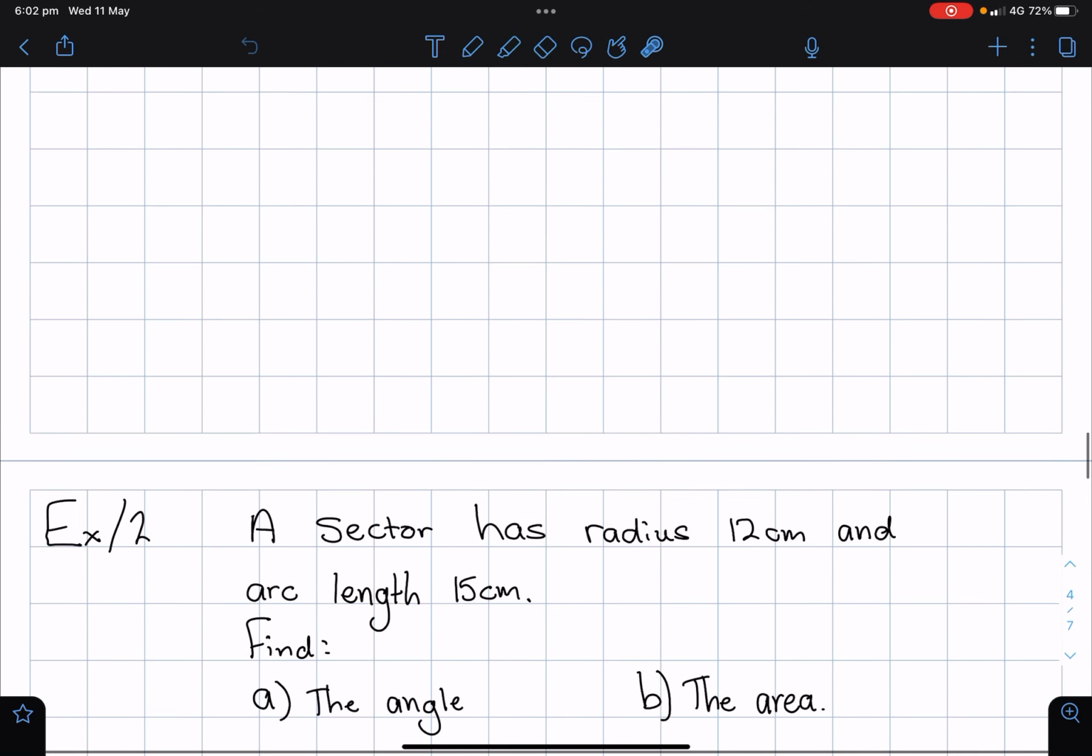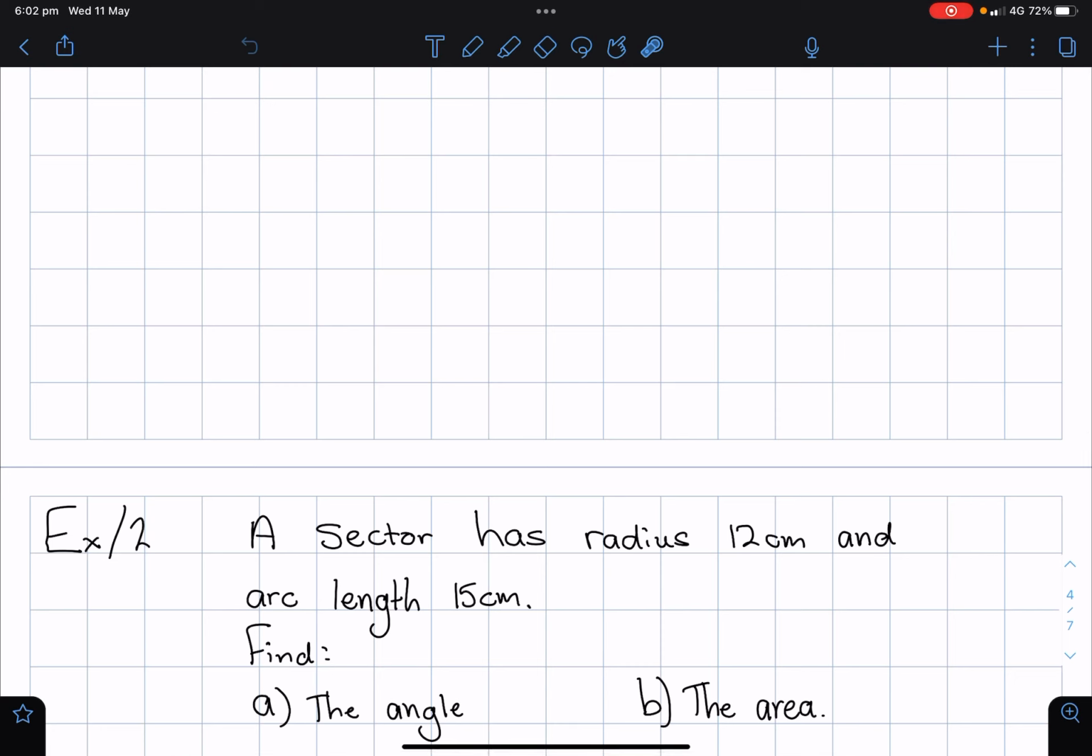Example 2 that I want to go through. Sometimes you'll be given the arc length and the radius, or the area and the radius, and you have to find the angle, okay? And we're going to be rearranging these formulas to do so.